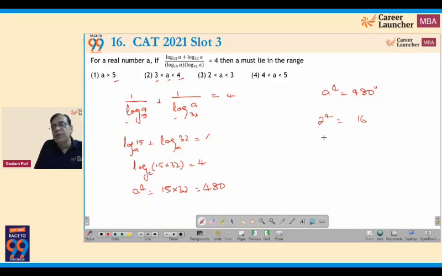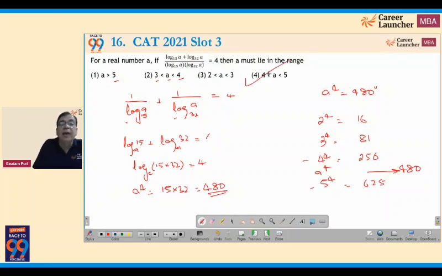2 to power 4, 16. 3 to power 4, 3 3s are 9, 81. 4 to power 4, 4 4s are 16, 16 squared 256. 5 to power 4, 5 5s are 25, 25 squared 625. So where will 480 lie? 480 will lie here. That means a to power 4 has to be between these two. That means a has to be between 4 and 5. So remember for logs, first step, simplify. Second, common base. Third, approximate or substitute as the case may be.